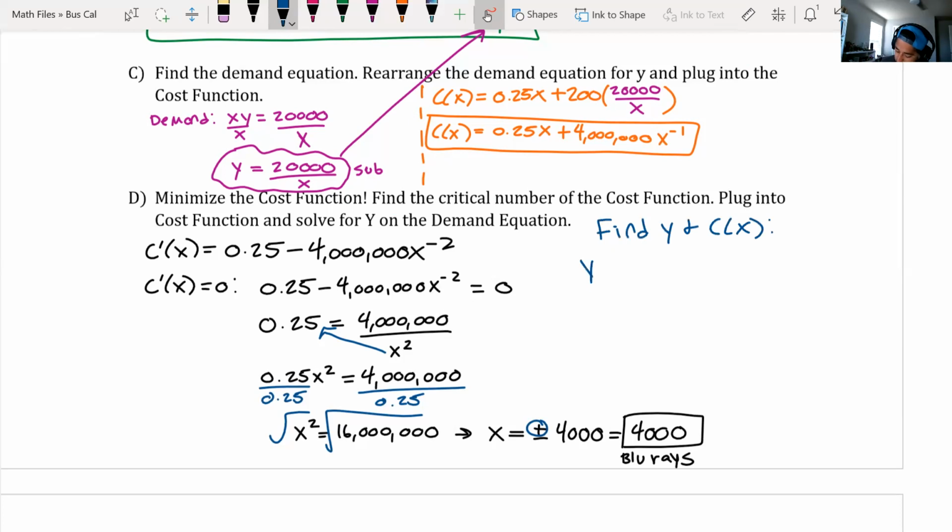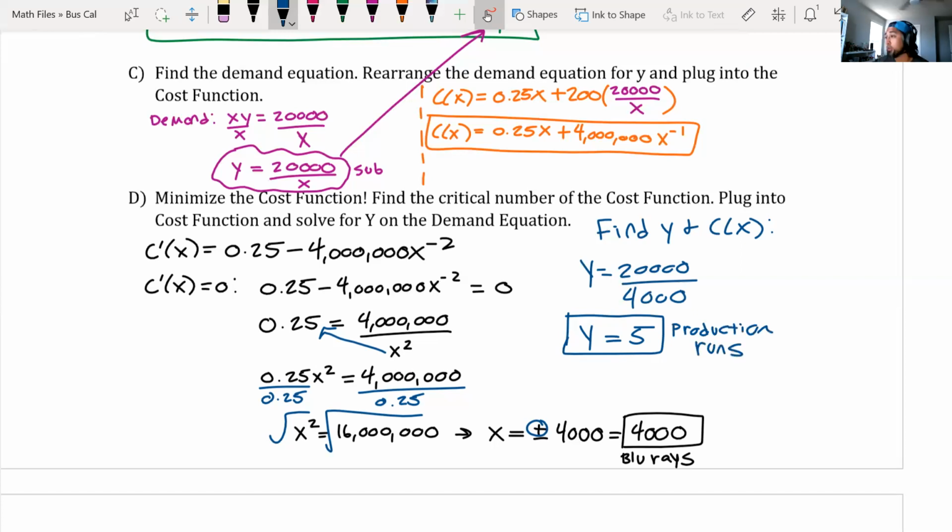So y equals 20,000 over x, or 20,000 over 4,000, which gives me 5. And remember, in these types of problems, y is the number of production runs. So this is production runs. This means that every production run, we're going to make 4,000 Blu-rays until we get to 20,000 Blu-rays. So 5 times 4,000, 20,000.